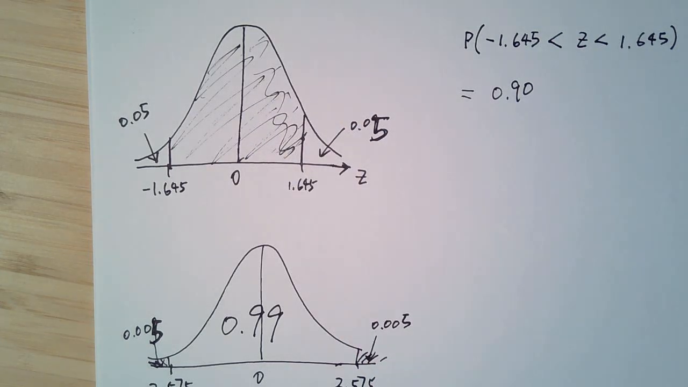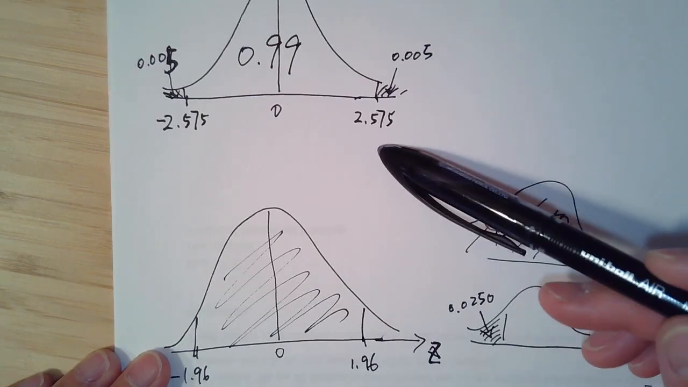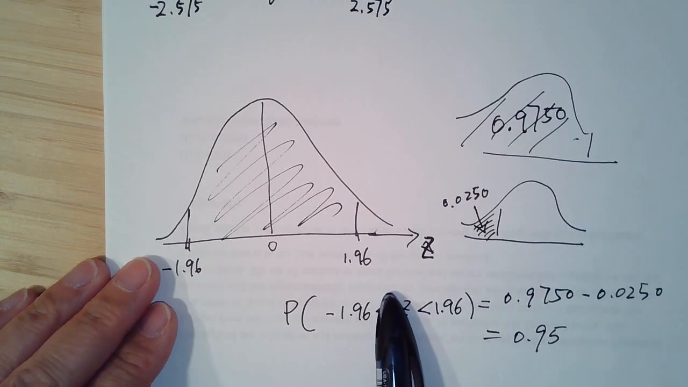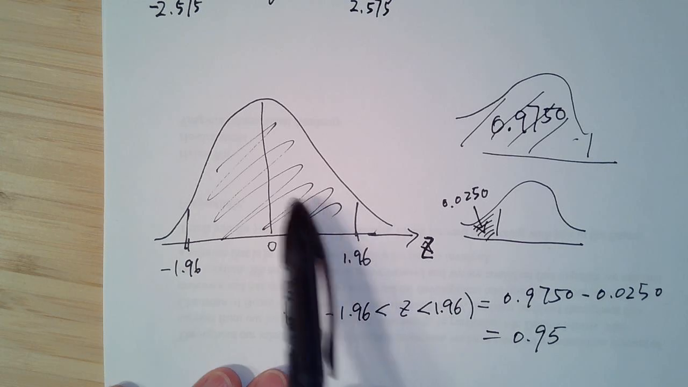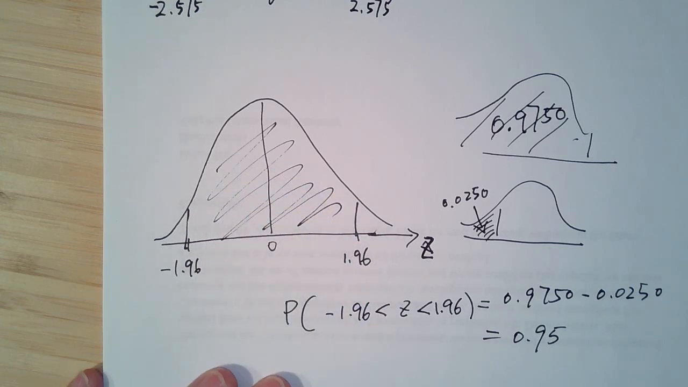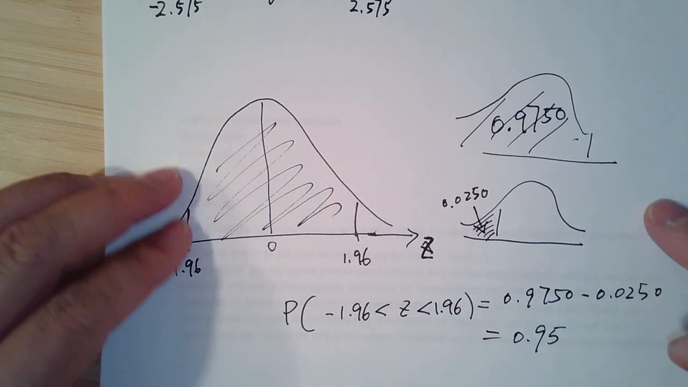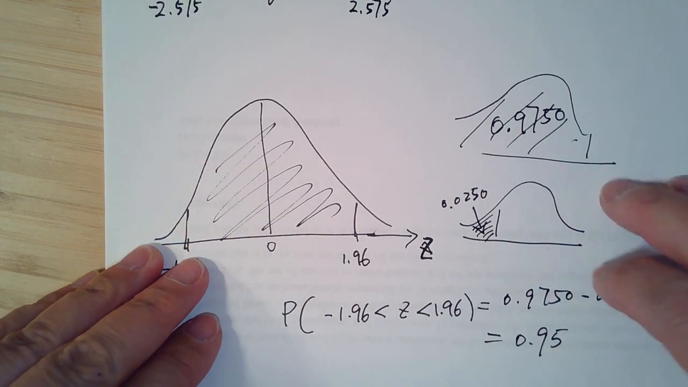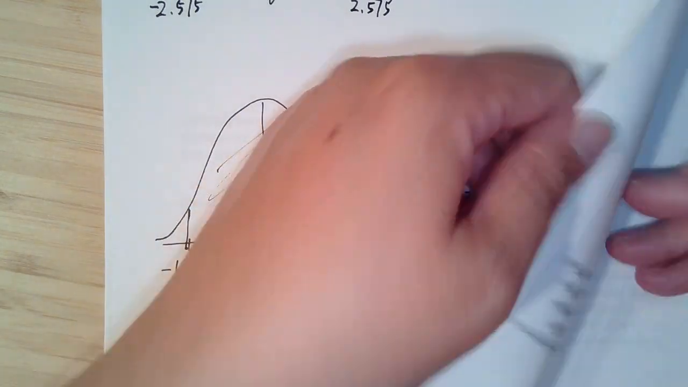1.645 in the middle is 90%, and 2.575 in the middle is 99%, and 1.96, that's my favorite number, because then we're going to have 95% of the data within positive and negative 1.96. Sounds good, huh? All right, now we can use the table backwards, but we will do that later.